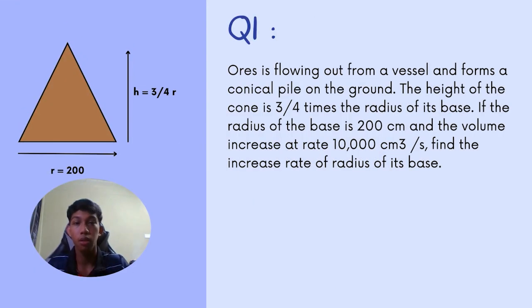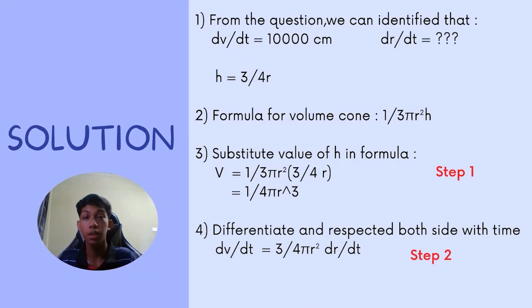For question 1, ore is flowing out from a vessel and forms a conical pile on the ground. The height of the cone is 3/4 times the radius of its base. If the radius of the base is 200 cm and the volume increases at a rate of 10,000 cm, find the increase rate of the radius of its base. From the question, we can identify that dV/dt is equal to 10,000, and h is equal to 3/4 r. Since we don't know the value of dr/dt, we just put a question mark here.